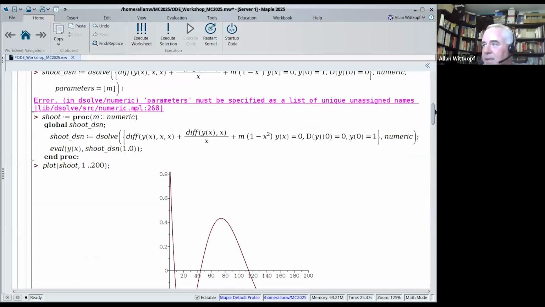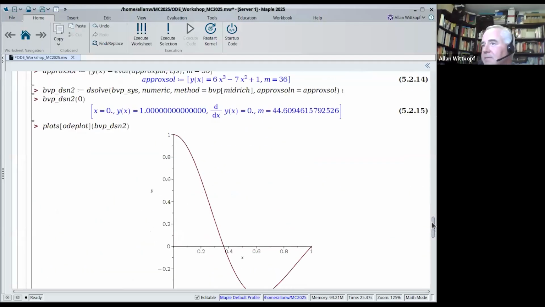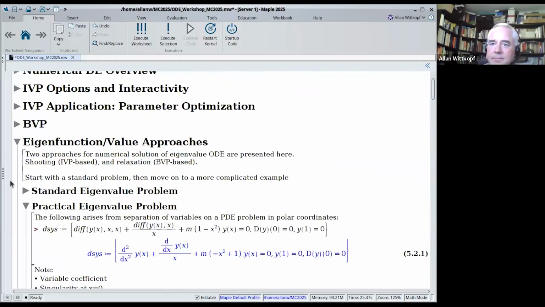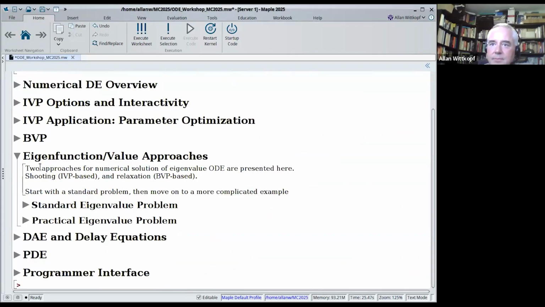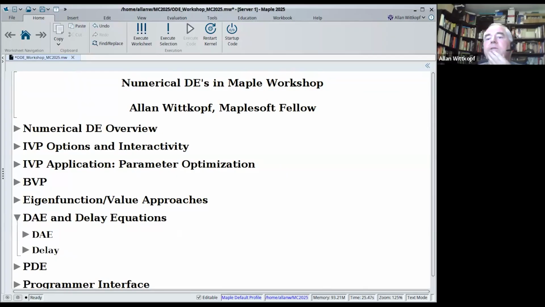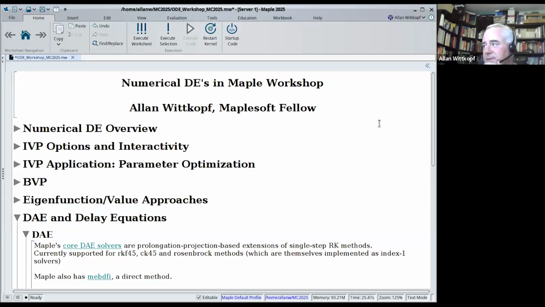Okay, so that pretty much covers the eigenvalues and eigenfunctions section. So are there any questions on that topic at this time? No? Okay. I'll move on to the DAE and delay equations section now.